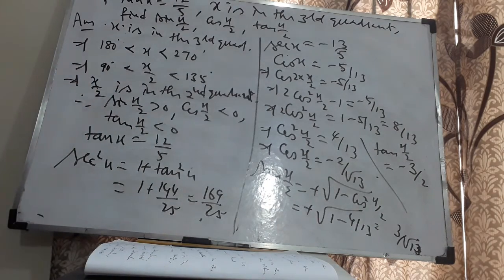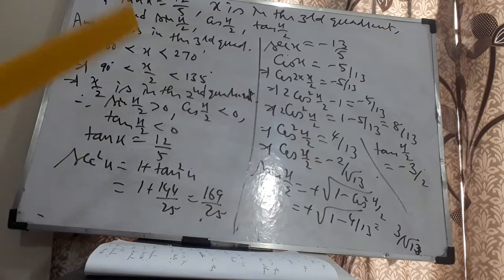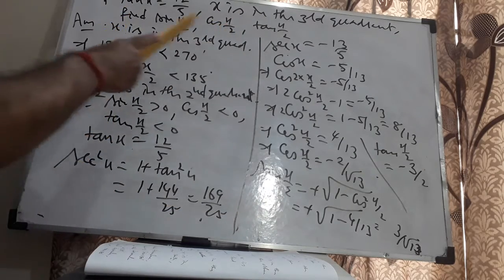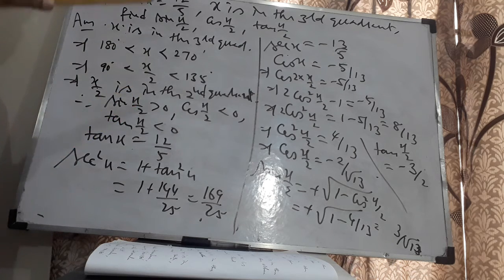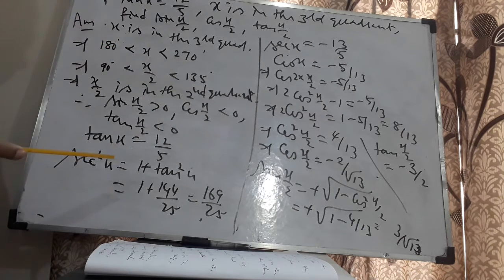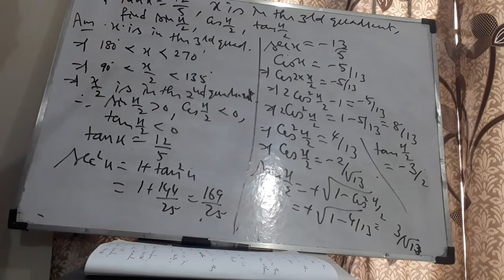Let me just repeat the whole answer once again. Tan x is 12 by 5, x is in the third quadrant, find sin x by 2, cos x by 2, tan x by 2. X is in the third quadrant. Any angle in the third quadrant between 0 and 360 degrees will be between 180 degrees and 270 degrees. 0 to 90 is the first quadrant, 90 to 180 the second quadrant, 180 to 270 the third quadrant, 270 to 360 the fourth quadrant.